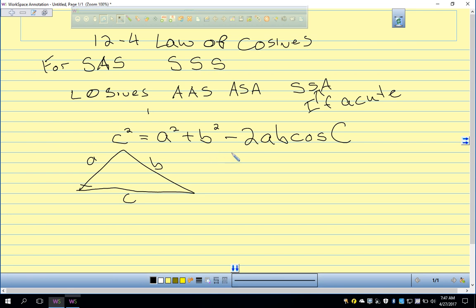If it's an acute triangle, then if this is a and this is b and this is c, then c squared could be smaller than a squared plus b squared. Now it turns out if I take the cosine of an angle that's less than 90 degrees, that's a positive number, so I would be subtracting something. But if I take the cosine of an angle that's bigger than 90 degrees, that's going to be a negative number.